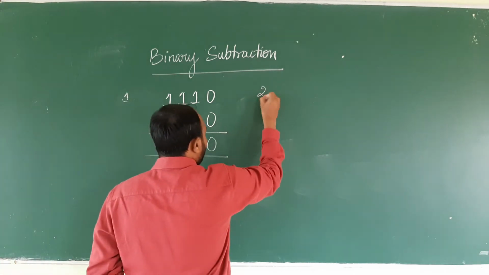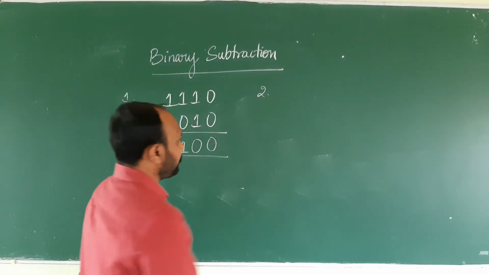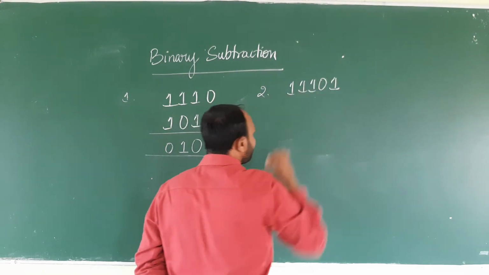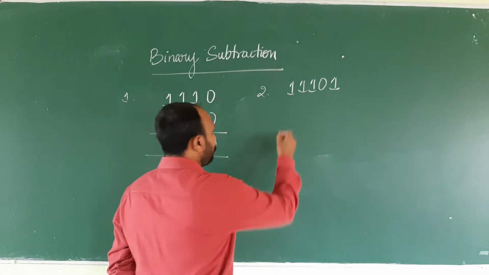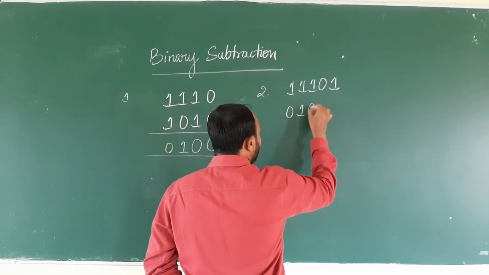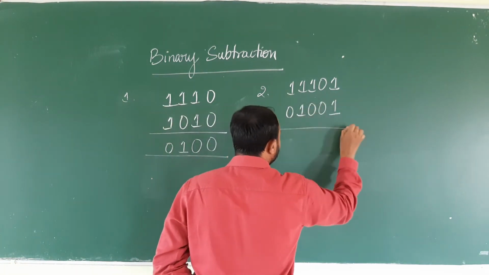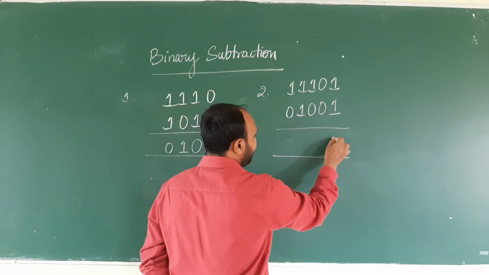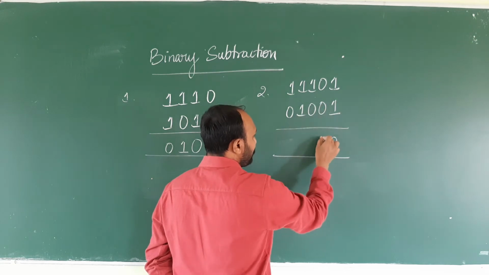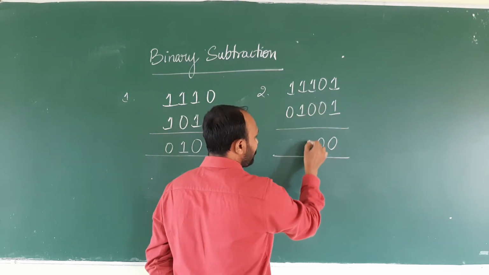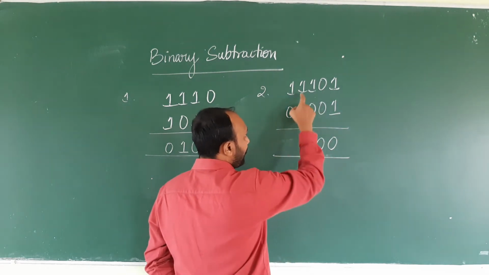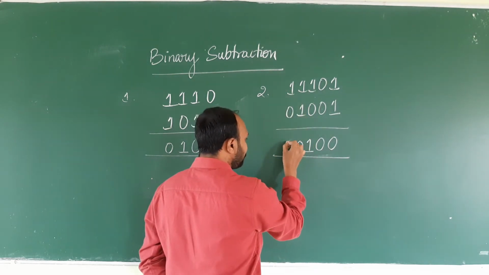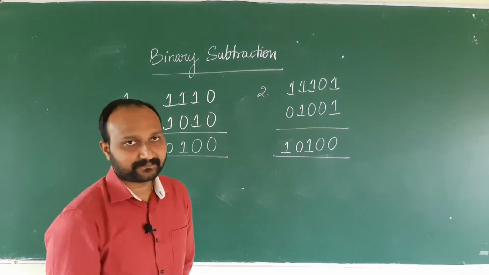Next, a second problem. 1110. Okay. Now let us apply the rule. 1 minus 1 is 0, 0 minus 0 is 0, 1 minus 0 is 1, and 1 minus 1 is 0, and 1 minus 0 is 1. So this is the answer.